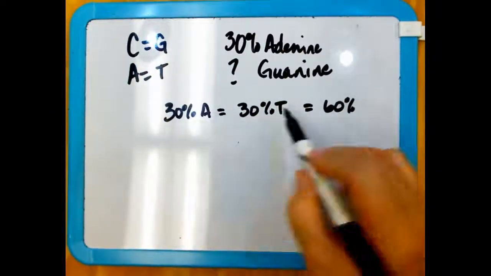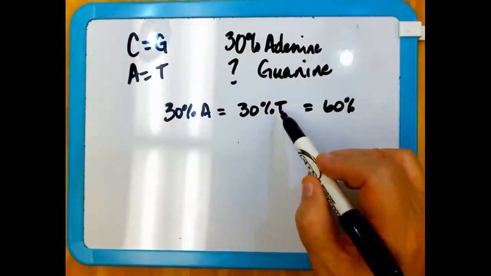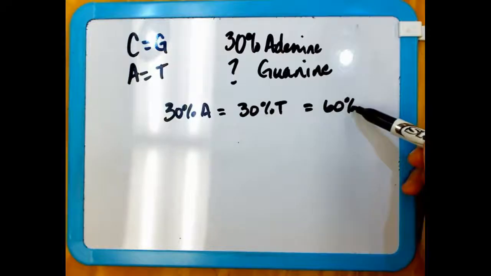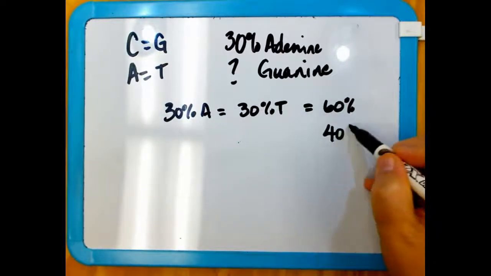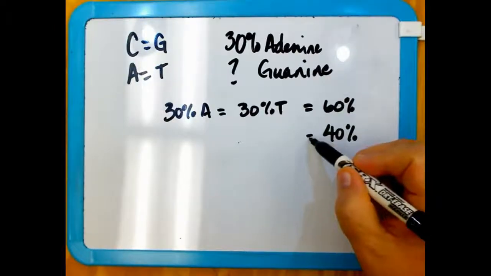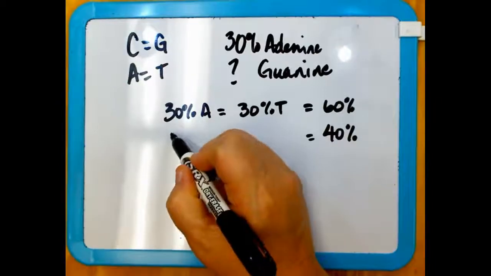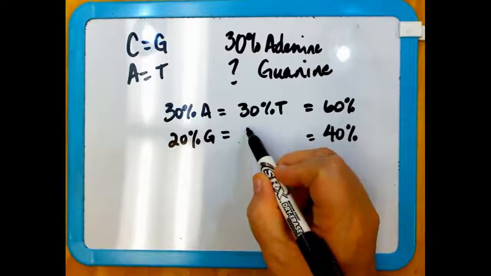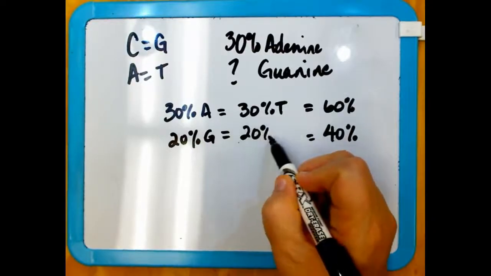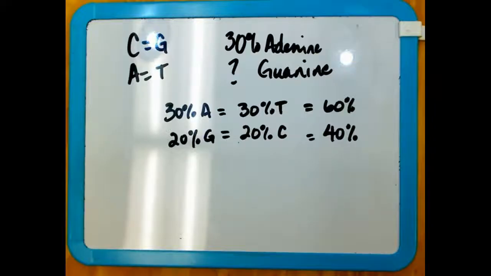That means 60% of the DNA molecule is made up of A and T. So therefore, if 60% of the molecule is A and T, 40% of the molecule must be made up of G and C. Therefore, it must be 20% G because G equals C, so therefore C must equal 20% as well. Okay, I'll do one more for good measure.